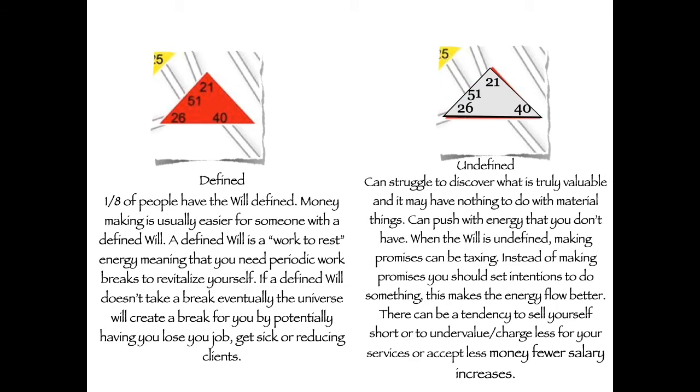I mean, the gate 26 is all about the greater good, the win-win for everybody kind of energy. I'll talk about that a little bit more in a minute. So let's talk about the undefined will. Now, the undefined will are people who, based on the human design, are not meant to actually make commitments, and you're not meant to say, I will do this, I will get this done for you at this particular time. So what happens is, a lot of times you'll want to do something and you may not be able to do it because you don't have the willpower to will something into being or will yourself to do it.